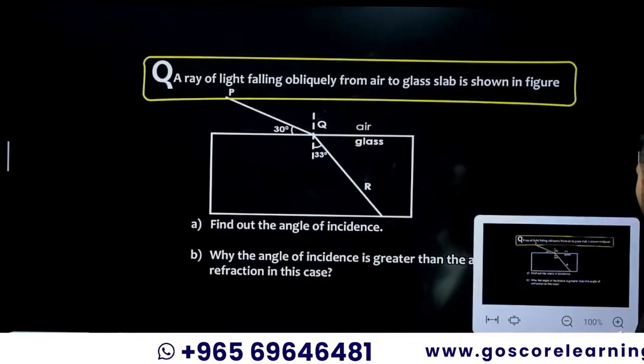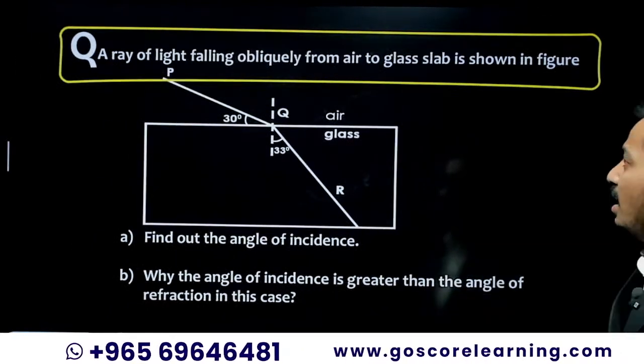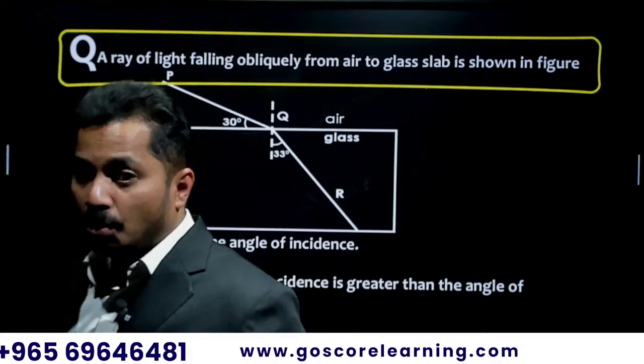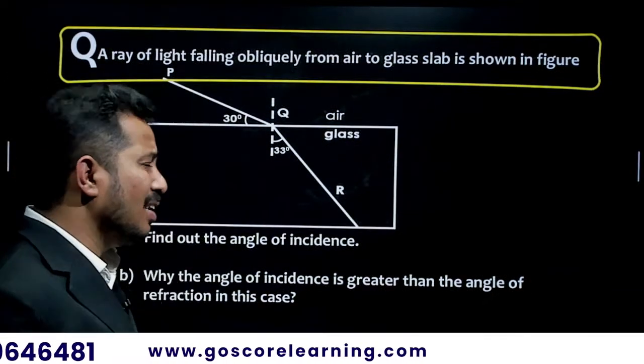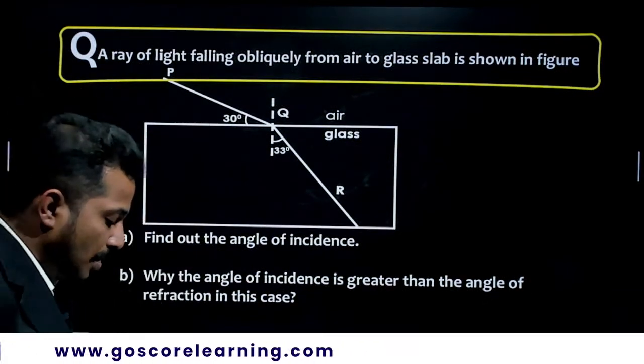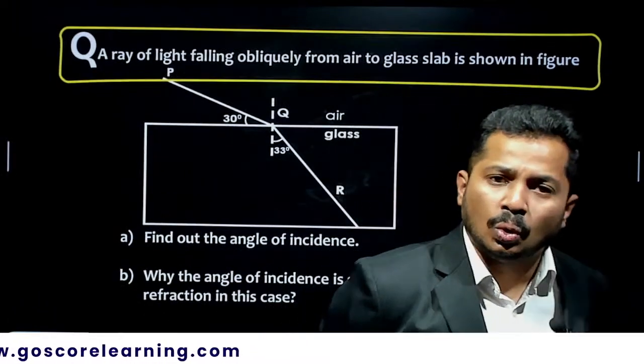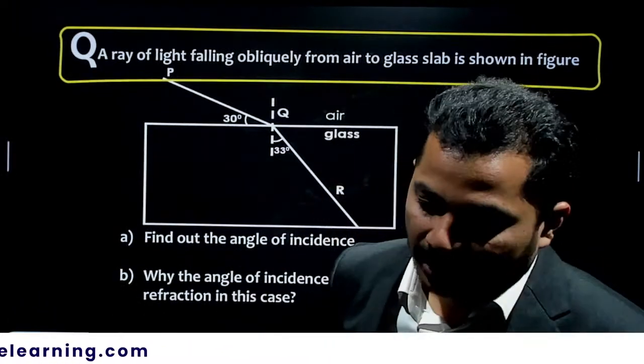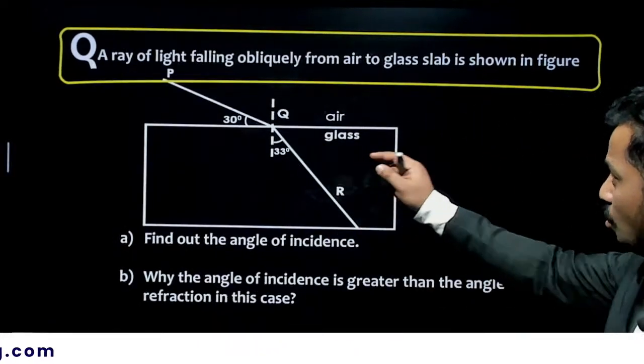Next one. Question: a ray of light falling obliquely. For refraction to occur, light should fall obliquely. It will not happen for normal incidence. What is normal incidence? When the angle of incidence is 0. That is what is called normal incidence. All other cases are oblique incidence.